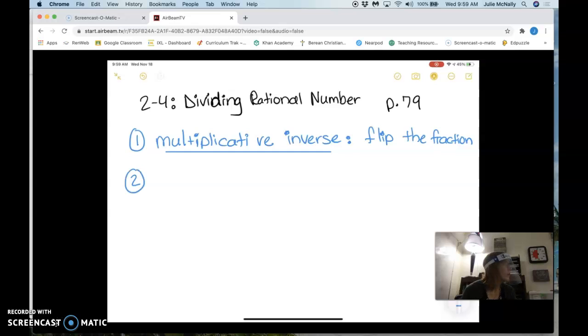Number two is going to be our most important rule of the day. And we're going to use this a lot. So we've got to remember this part. It's super important. And it's called, it almost looks like KFC, but it's not KFC. It's KCF. And what does it stand for, Cameron?